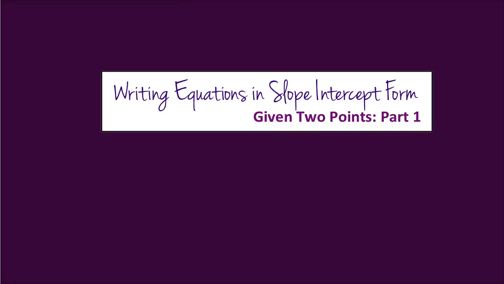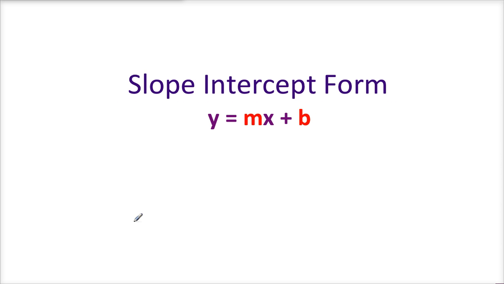Well, we've been learning about how to write equations of lines in slope-intercept form, and we're continuing on with that in this video, but this time we're going to learn how to write the equations when we're given 2 points from the line. So this is part 1. A couple things that you want to remind yourself of.